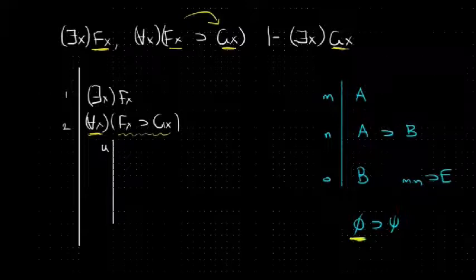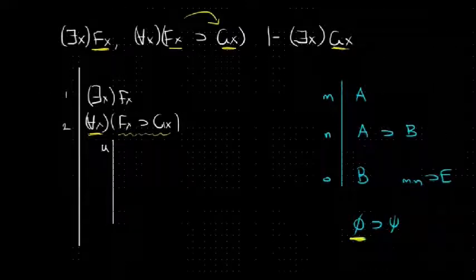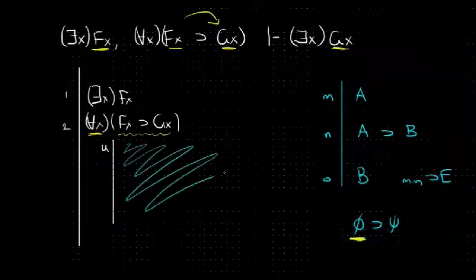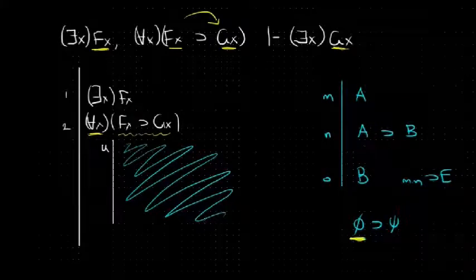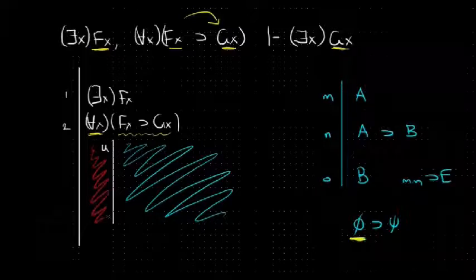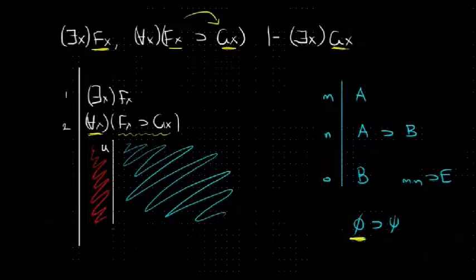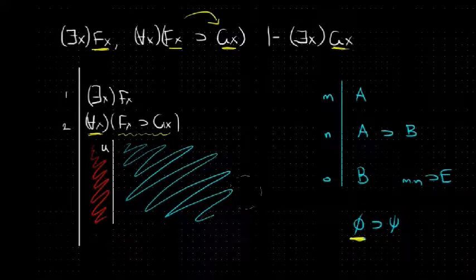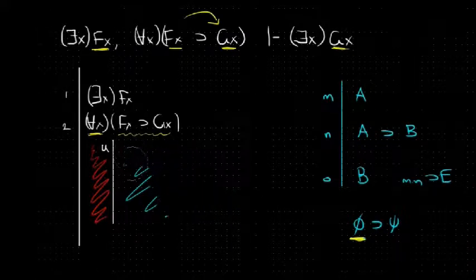So the important thing to remember about this bar, at least, is that this parameter u can only appear on this side of the scope bar. Right, it cannot appear here. Okay, so whenever we write u, it must be on this side.